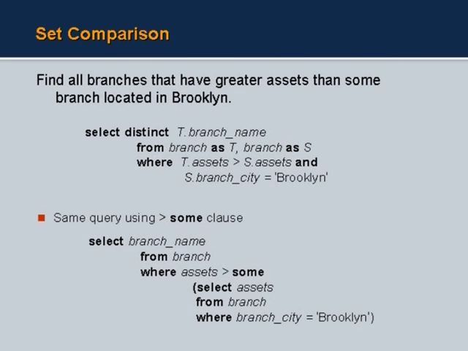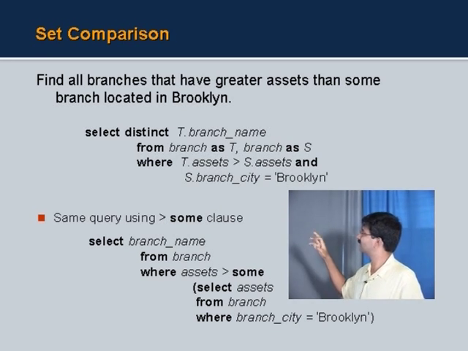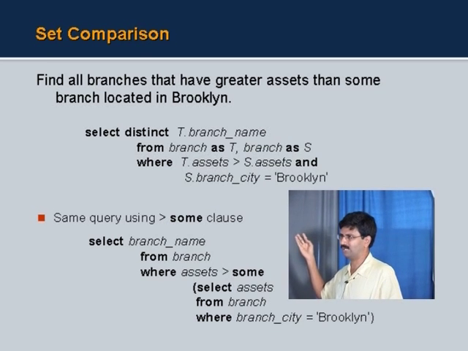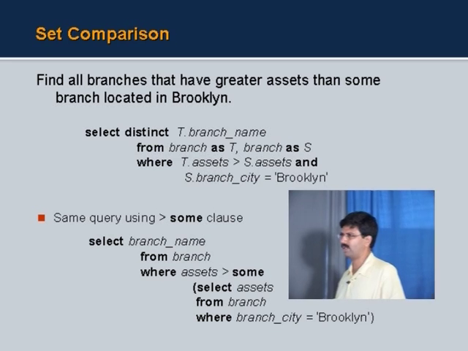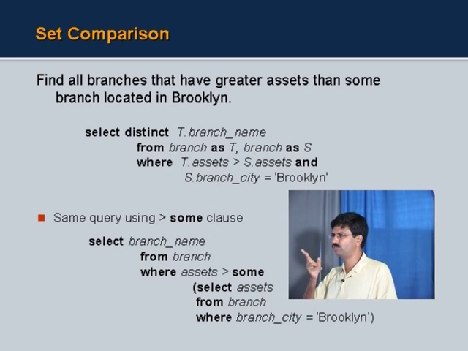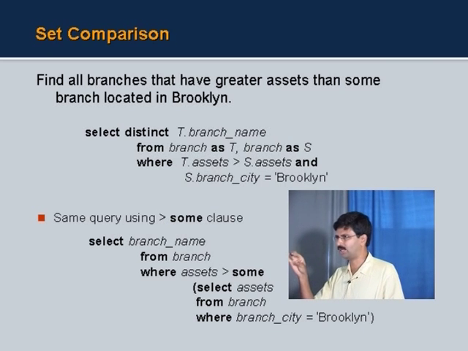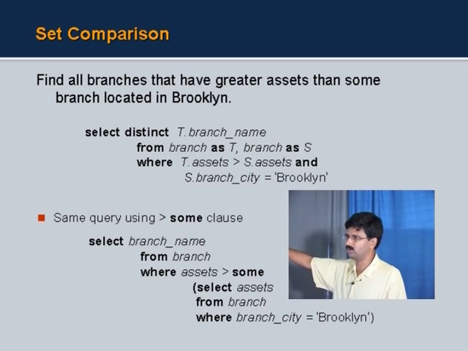Okay, so now you can also use nested subqueries to do these sorts of things, set comparison. Find branches that have greater assets than some branch located in Powai, Brooklyn, whatever. Here we are using Brooklyn. Same query which we saw before, right? There, what did we do? We did a join of a table with itself. It is actually not an equality condition. We had the greater than condition. You can write that like this. This was the one we saw. You can write it like this.